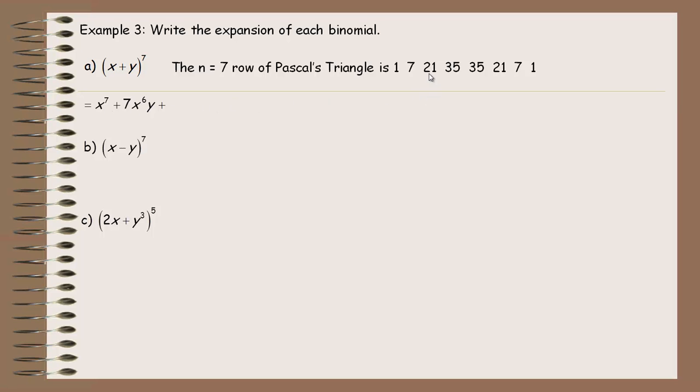So the next coefficient is 21, so we put a 21 here, and then the exponent of the x goes down by 1, the exponent of the y goes up by 1. Next term is a coefficient of 35. x goes down by 1, y goes up by 1. 35 again. x goes down by 1 to 3, y goes up by 1 to 4.